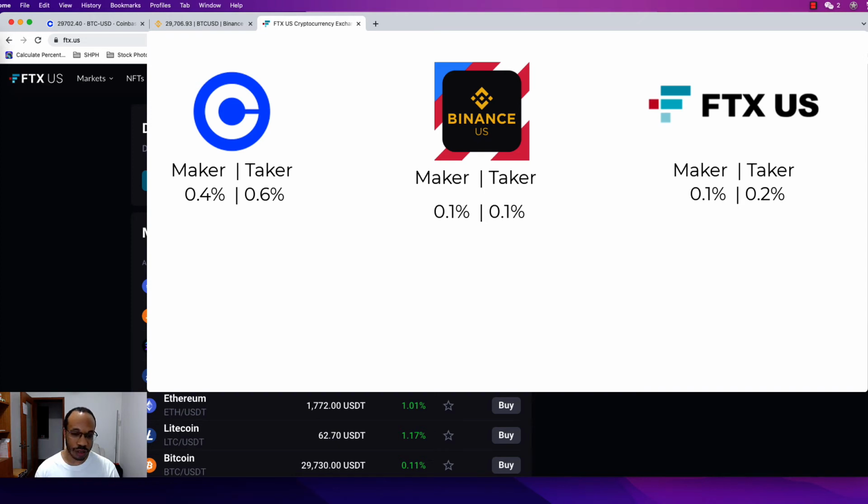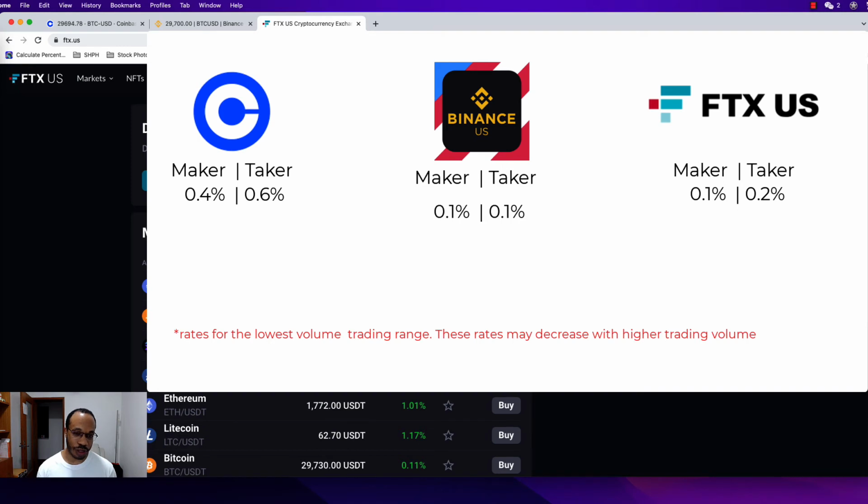Now, FTX also has the same tier model where you can look at the different fees, but it starts at 0.1 for a maker, 0.2 for taker. So Binance and FTX are about the same with the fees. Coinbase is a bit more expensive, but you do have the big backing of Coinbase on that.